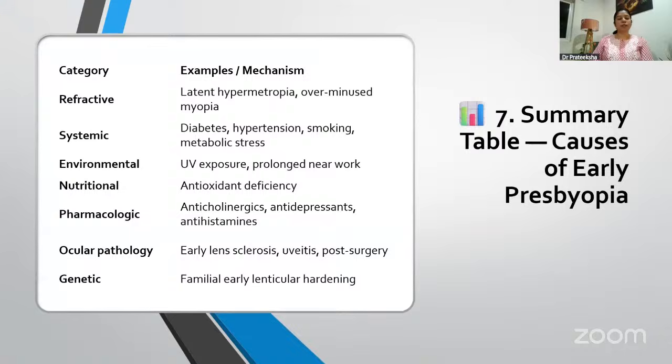Then the table shows the summary of the causes of early presbyopia. So we have refractive cause, most common is latent hypermetropia, over-minused myopia. Systemic cause: diabetes, hypertension, smoking, and metabolic stress. Environmental causes like UV exposure, prolonged near work. Nutritional causes, antioxidant deficiency. Pharmacological: anticholinergics, antidepressants, antihistamines. Ocular pathology: early lens sclerosis, uveitis, post-surgery. And then we have genetic cause, like familial early lenticular hardening.